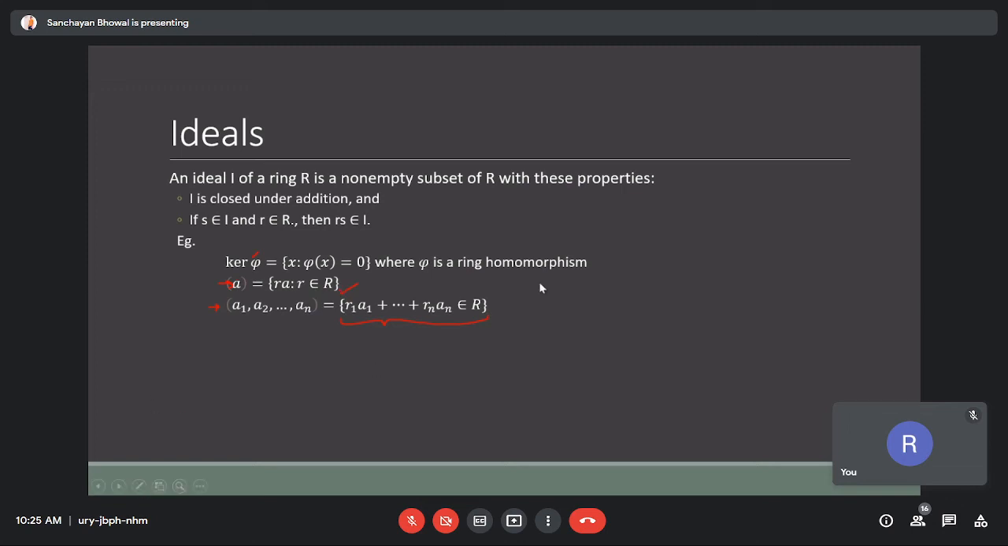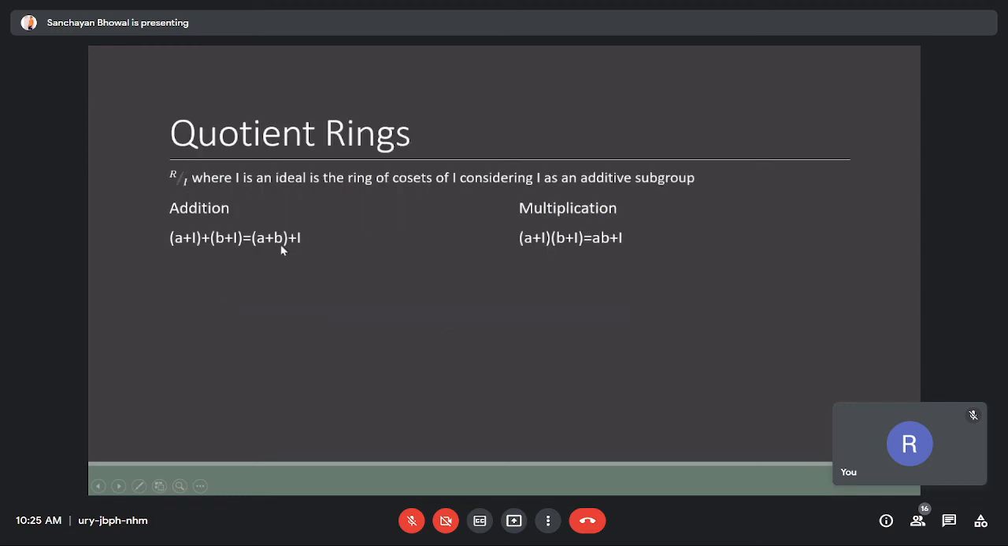Yeah, so that's it for ideals. Now we'll define quotient rings. Just like we had quotient groups, we will now define quotient rings. Now what is this? We have this notation here for quotient rings, and we define it to be the quotients of I, considering I as an additive subgroup. And we define the addition something like this, and the multiplication to be like this.